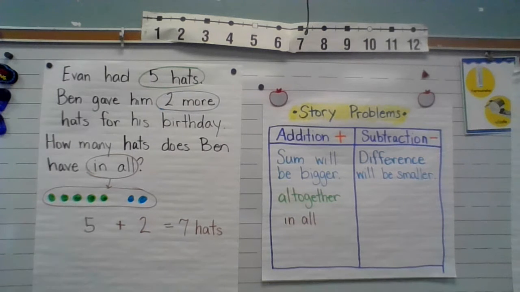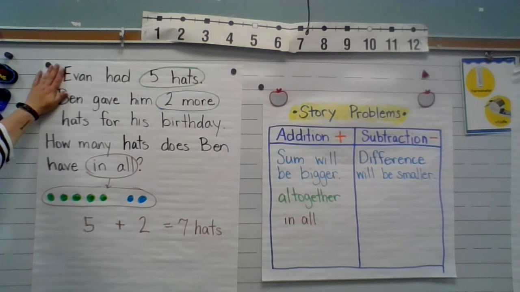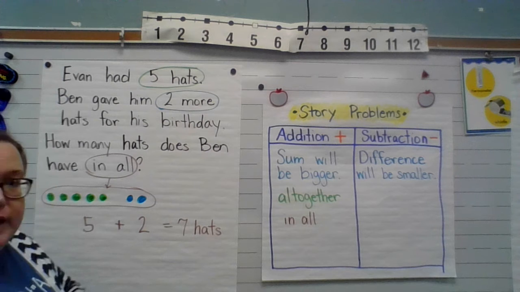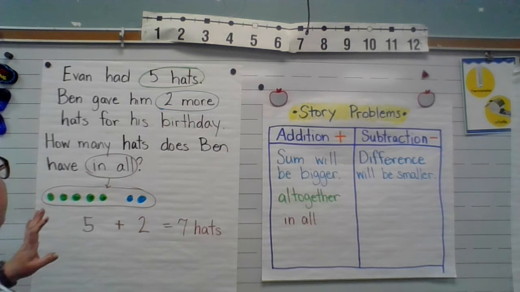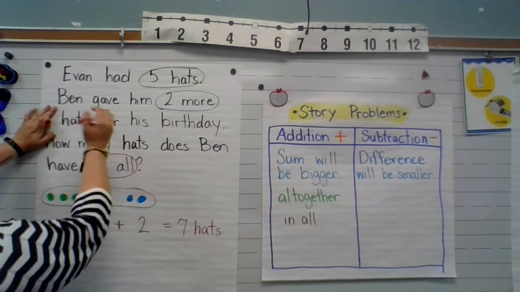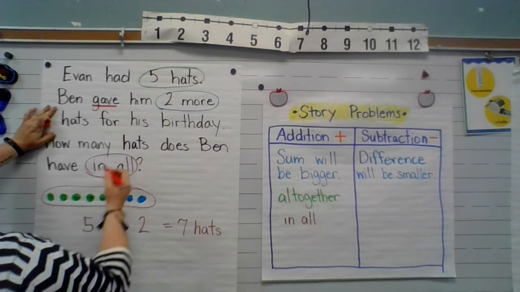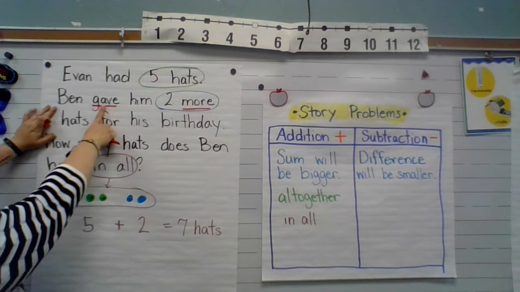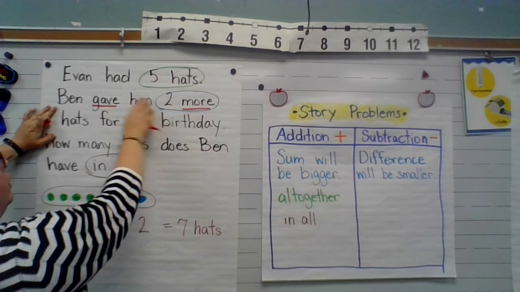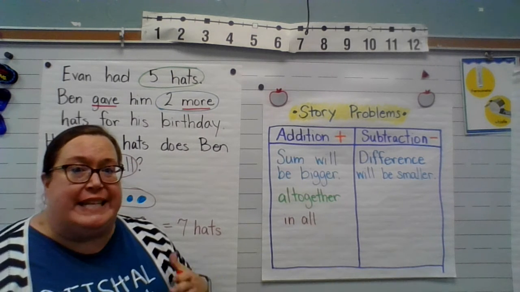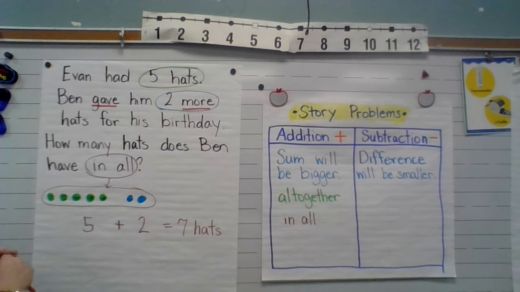Now we're all done here with this one, except there's one more thing that I want to point out to you. I'm going to grab another, let's see, different color marker. We'll just choose red. I want you to notice Ben gave him 2 more. Okay? When you see the words gave and more in the same sentence, that's another clue that you're going to add.